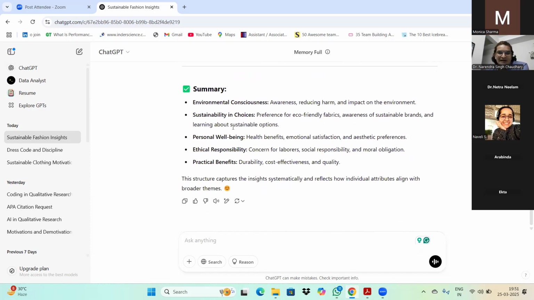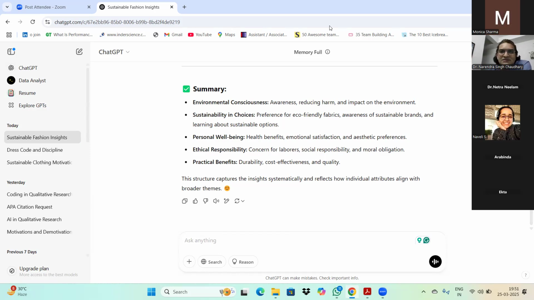Largely, look at this summary. Environmental consciousness: they're talking about awareness, reducing harm, impact on the environment, sustainability in choices, personal well-being, health benefits, emotional satisfaction, aesthetic preferences, ethical responsibility, concern for laborers, social responsibility and moral obligation, durability, cost effectiveness, and quality. This is what AI has given.